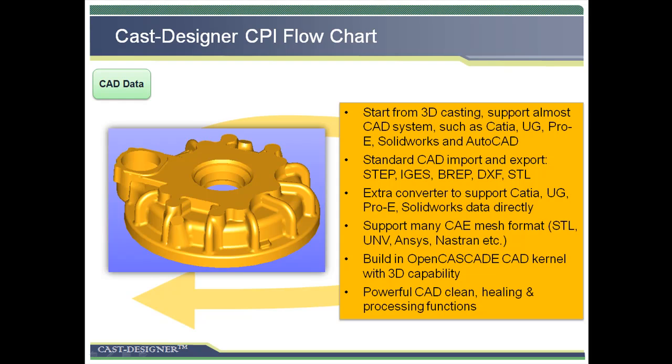The workflow chart of Cast-Designer CPI is quite simple. The starting point is CAD data. Cast-Designer CPI starts from a 3D casting, which may come from different CAD systems, such as CATIA, Unigraphics, Pro Engineer, SolidWorks, AutoCAD or others. The standard CAD import and export formats include STEP, IGES, DXF and STL. We also have several extra converters to support the native file formats of CATIA, Unigraphics, Pro Engineer and SolidWorks data directly, but an additional license fee is required.